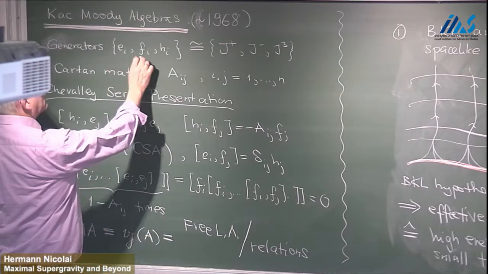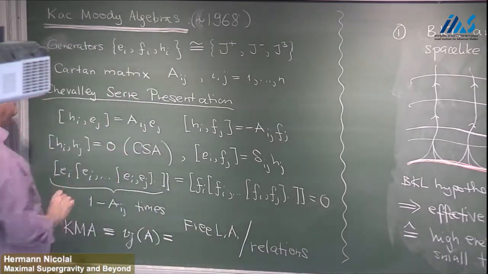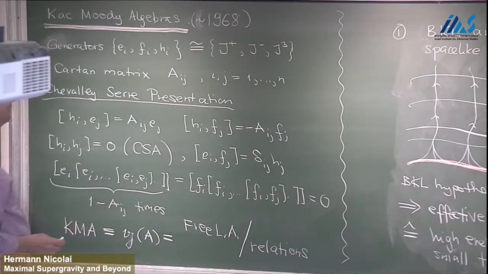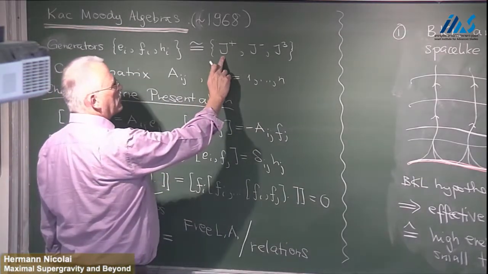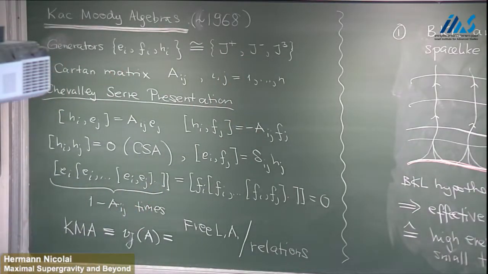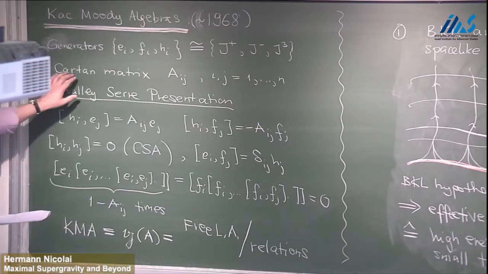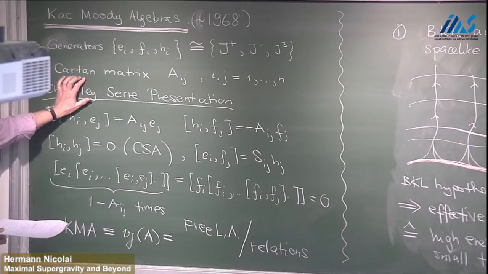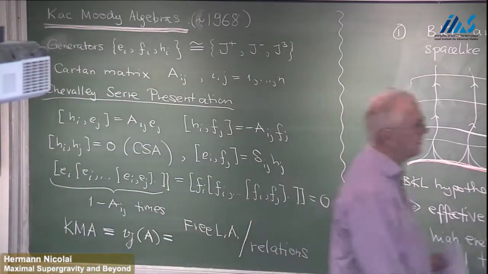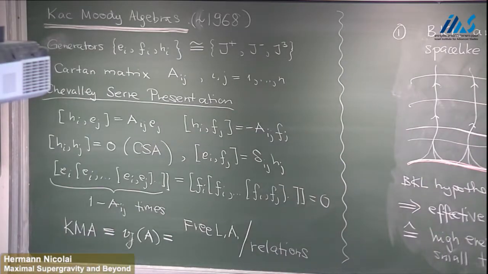So one starts out with generators E, F, H, that's what they are called in the mathematical literature. And you can think of them as being like J plus, J minus, and J3 in standard SL2. So that's one building block. The second building block is the Cartan matrix, which is a matrix with certain properties, which you can look up on page 1 of Victor Kac's book on infinite dimensional Lie algebras.